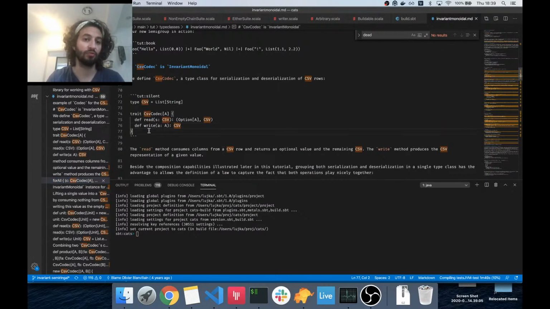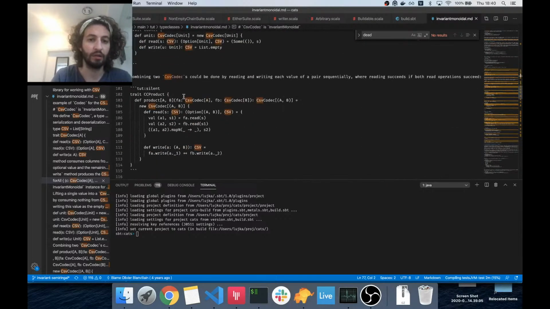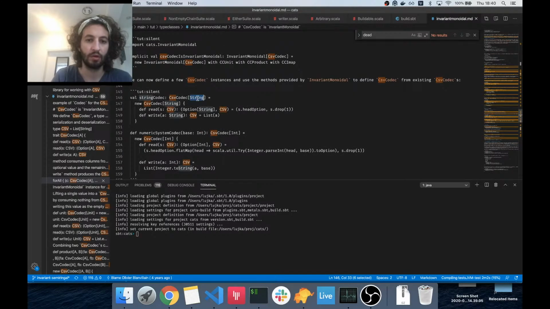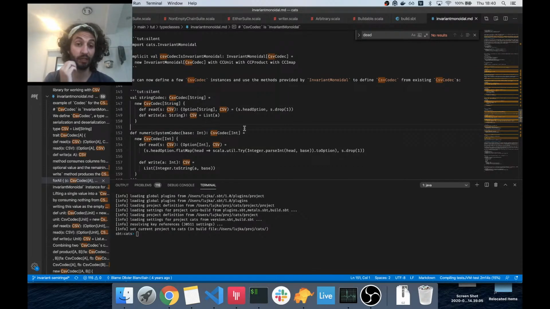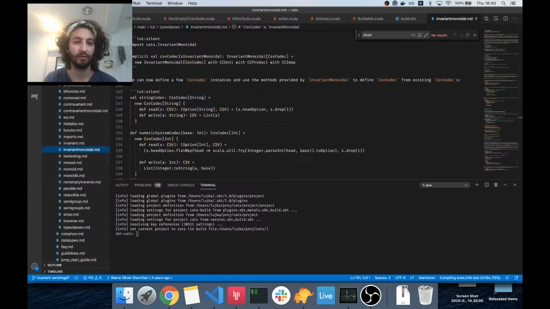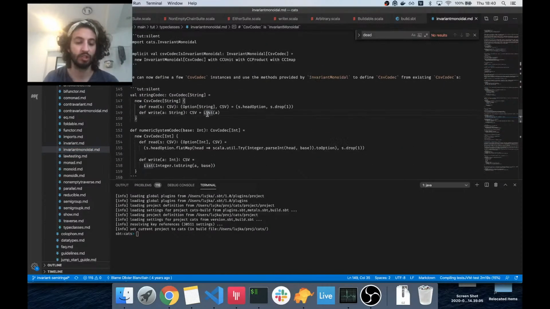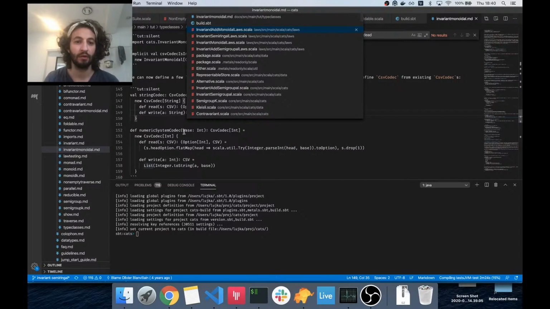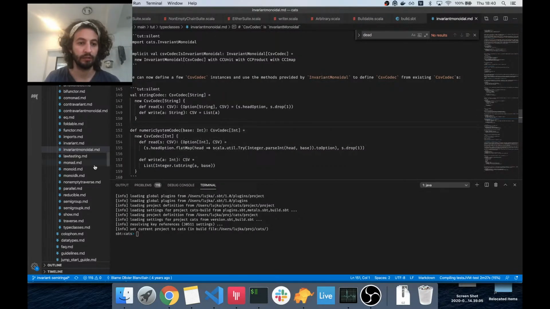For CSV codec, we could define an invariant semi-ringle, and that would basically allow us, once we have one thing for a string and int, to derive them for any product or some type that uses a string and int, just by using the functions provided, which are called sum, product, and IMAP. And that's basically all we need.